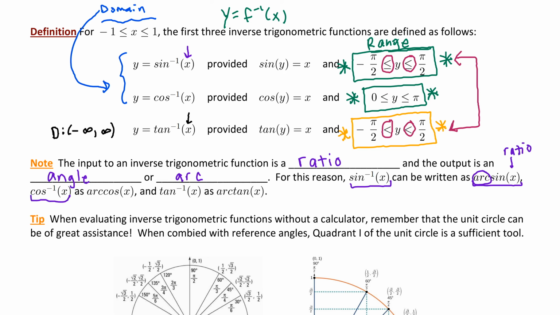Inverse cosine can be written as arc cosine. Notice the double C there. And inverse tangent can also be written as arc tangent of x. So be familiar with both types of notation.